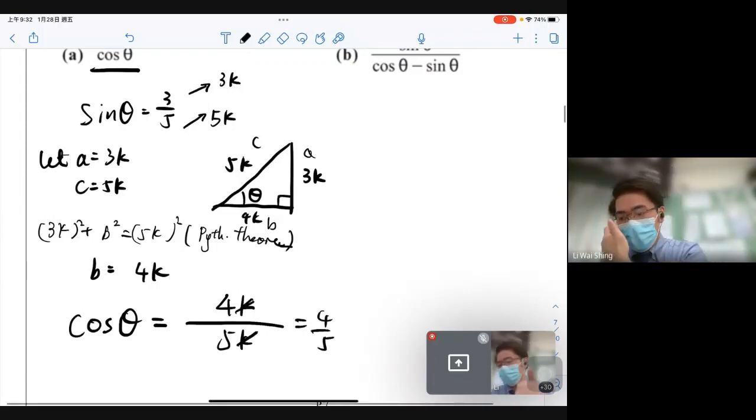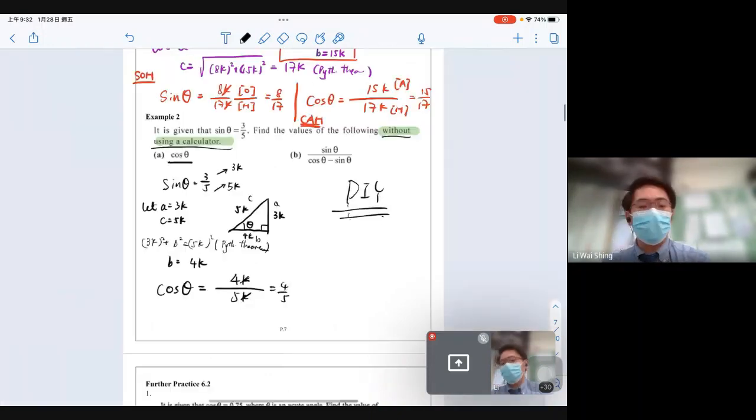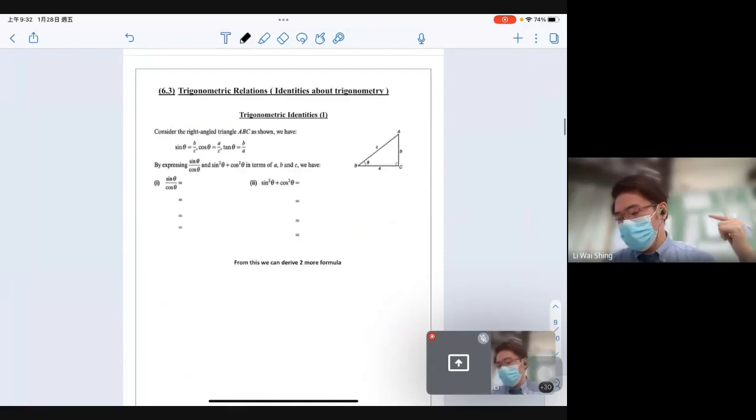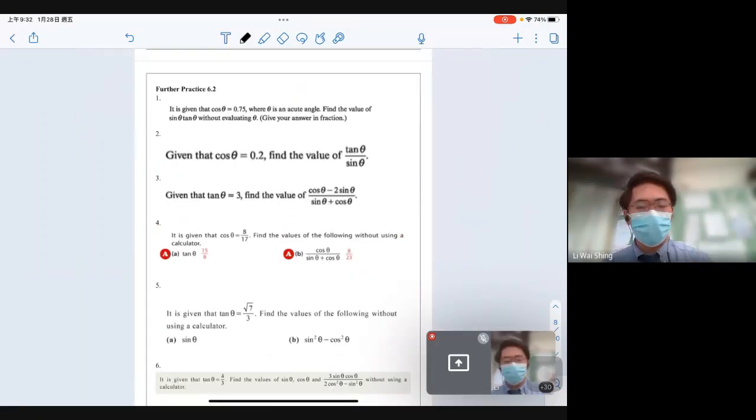Very good. Okay, so part B is for yourself. Do it yourself at home. Any question about this part? If no, then I want to talk about the trigonometric ratio. For further practice, you can do it at home yourself.